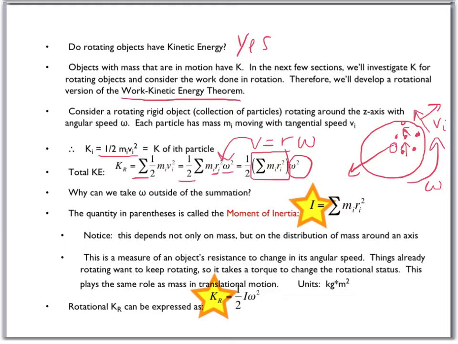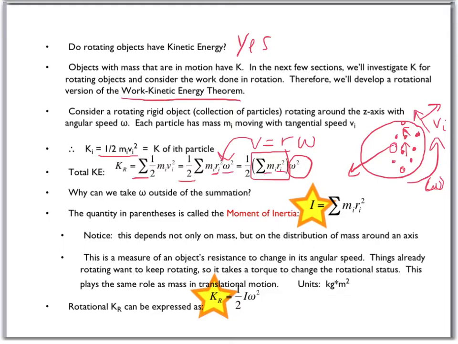The reason is because every single particle that is a part of this CD or this rotating object will be rotating with the same omega. Remember, that's one of the beauties of defining these rotational variables, is that every single piece of this object will be rotating with the same rotational or angular speed, which really means the only differences are the little bits of mass and where those little bits of mass are located.